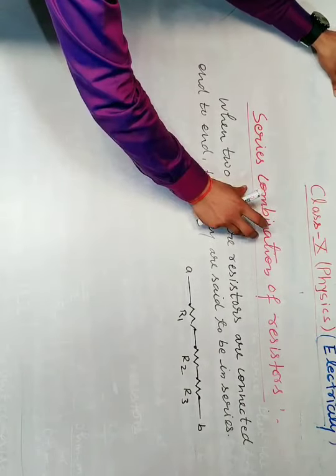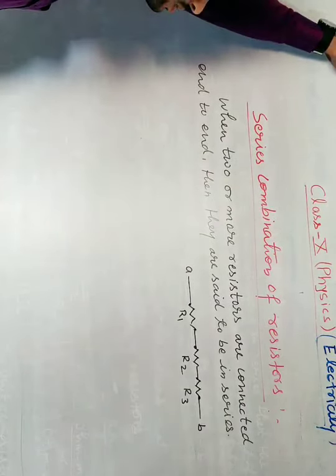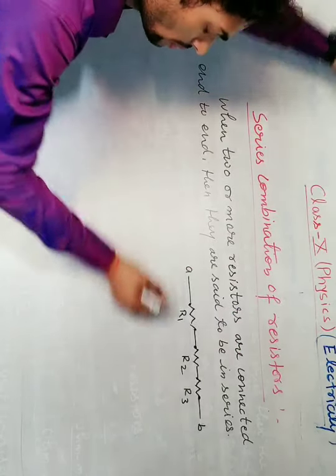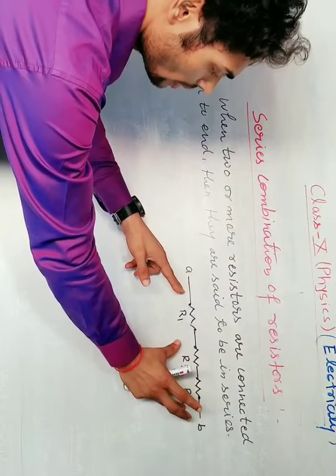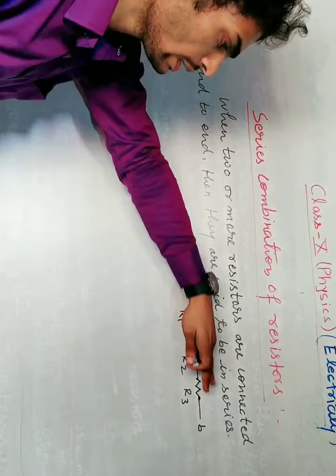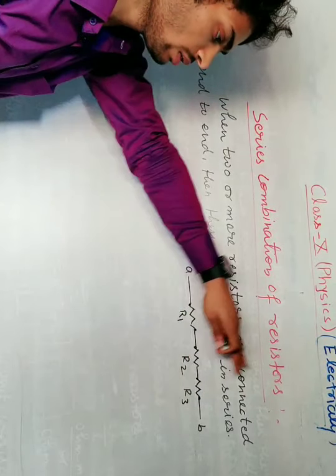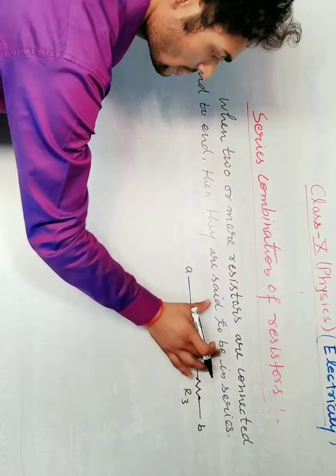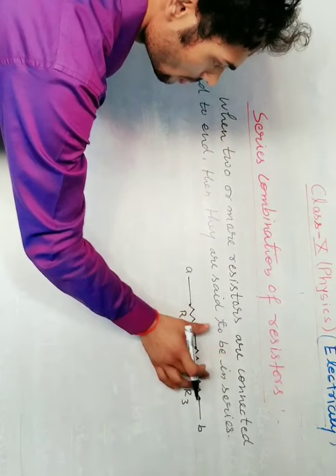So let us discuss what is series combination of resistors. When two or more resistors are connected end to end, then they are said to be in series combination of resistors. Here R1, R2 and R3 are resistors. Okay.